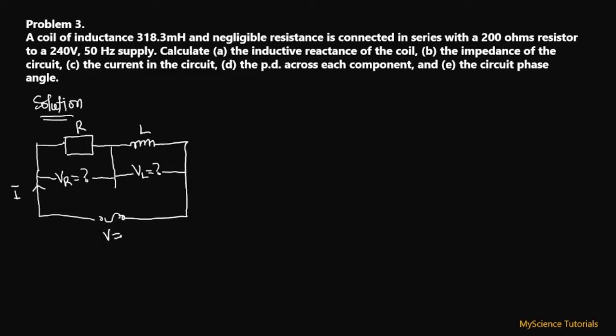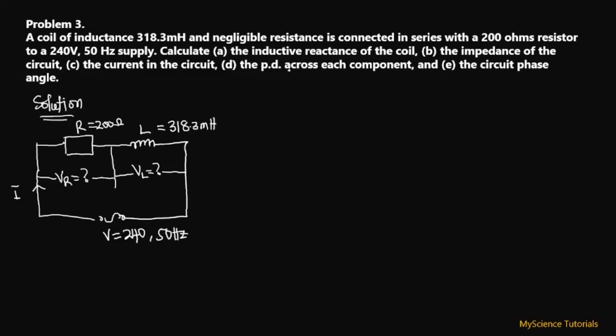But we know that the voltage is 240, and then we also have the frequency to be 50 hertz over here. We also know that the resistance is 200 ohms, and then the inductor is 318.3 millihenry. All right, so this is how our circuit diagram is going to look like.